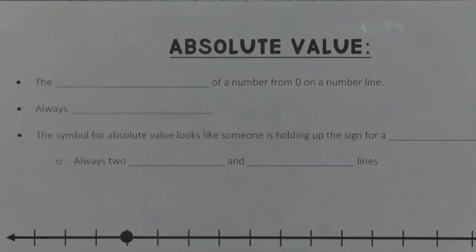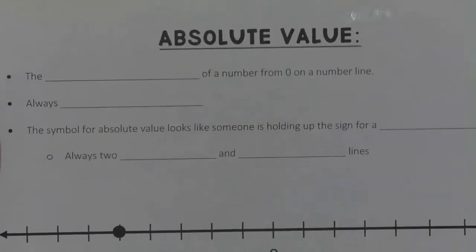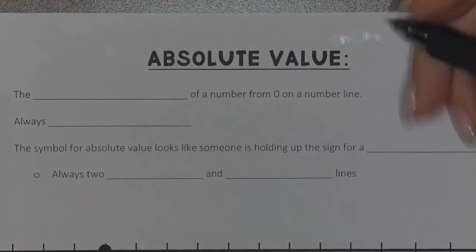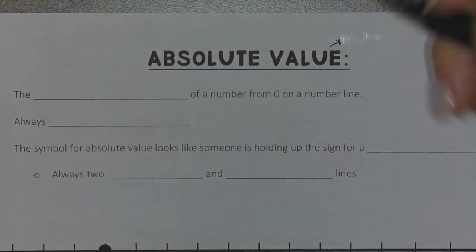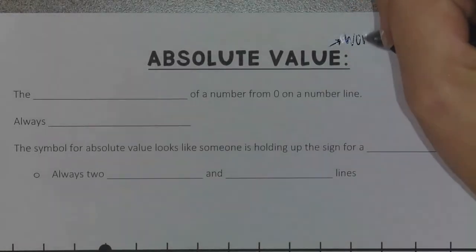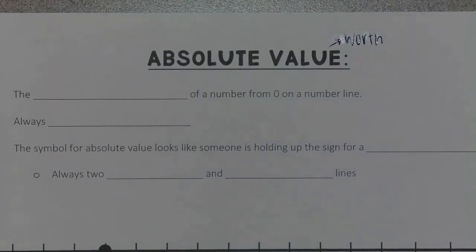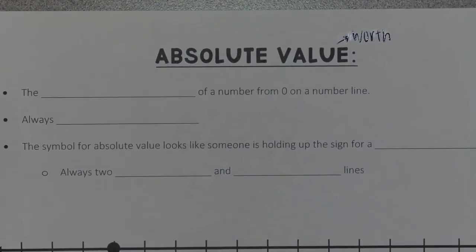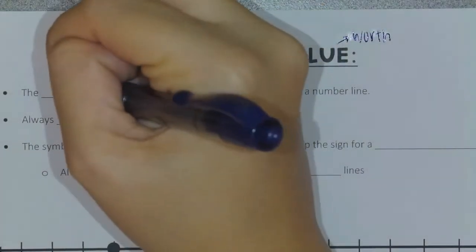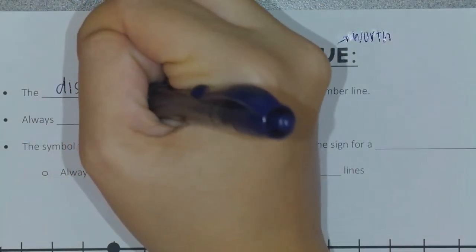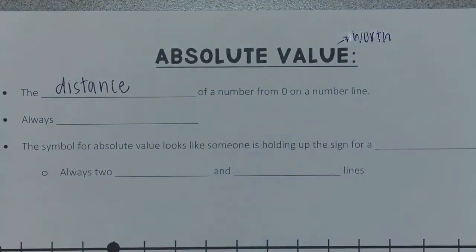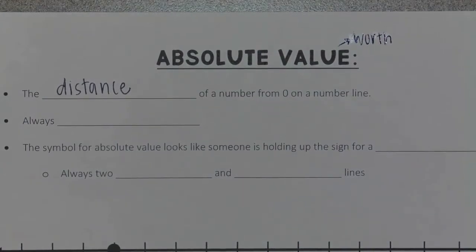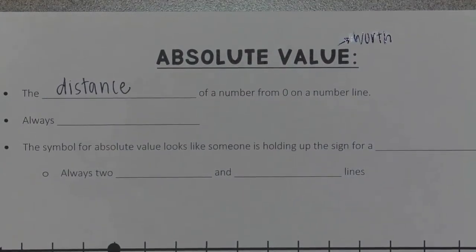Okay, so when we talk about absolute value, we've talked about that word value before. Think about when we talked about place value at the beginning of the year. We said a number's value was its worth, how much it was worth. So when we talk about absolute value, the official definition is it is the distance of a number from 0 on a number line. So basically, how far is that integer from the number 0?